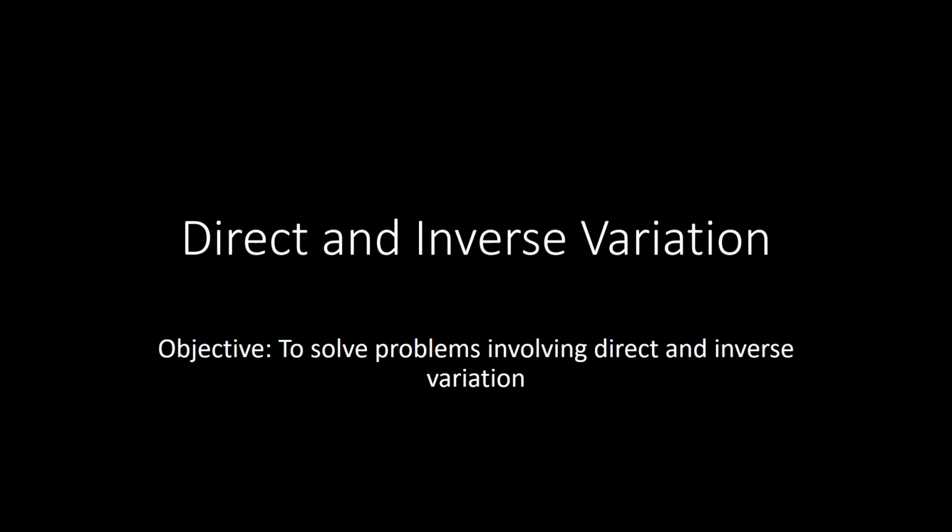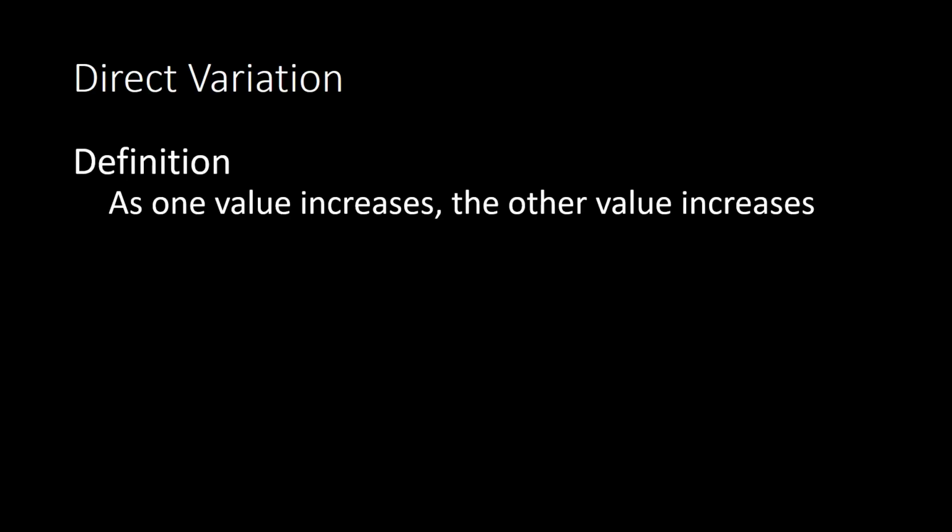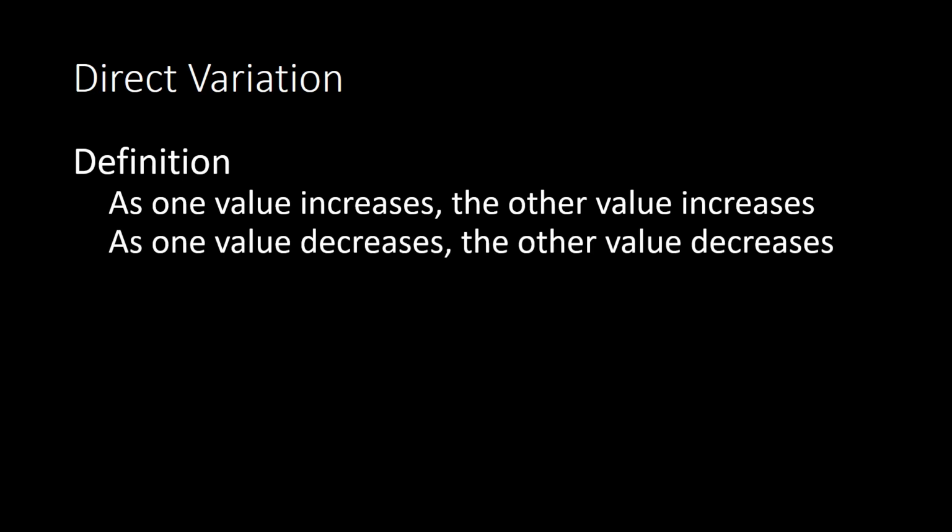Now, direct variation, by definition, is when one value increases, another value also will increase. Or as one value decreases, the other value also decreases. So for example, let's say you had a spring and you attached a weight to the spring. Well, the more weight you attach, the more the spring will stretch. Or the less weight you attach, the less the spring will stretch. As the weight increases, the stretch also increases. And in physics, we call that the spring constant.